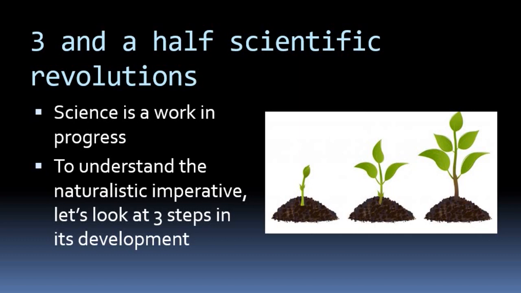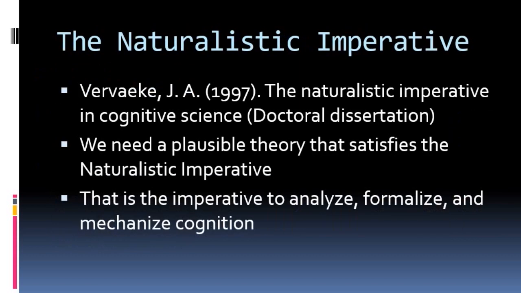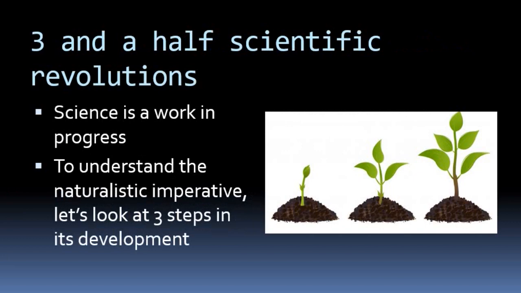Okay, so we're talking about the naturalistic imperative. Here's what we'd like to have about the mind. We'd like to have a plausible theory that analyzes, formalizes, and mechanizes cognition such that we can find a place for ourselves in the scientific worldview. That would be nice to have. Science is, of course, an ongoing developmental process. We're about to do the shortest history of science in the history of histories of science as we review how we got to where we are in the scientific methodology, just really briefly talking about analysis, formalization, and mechanization, and then talk about where the next steps look like they're going to be. So prepare for some very, very brief history of science.